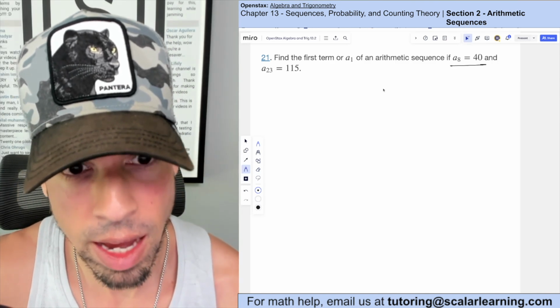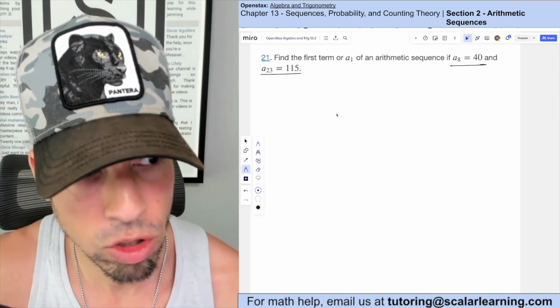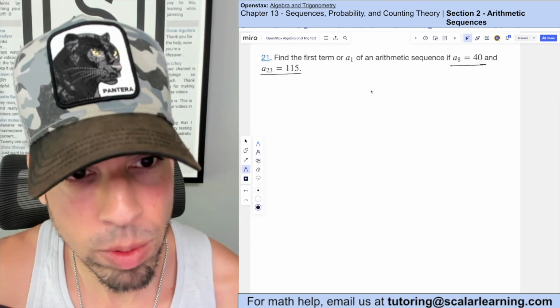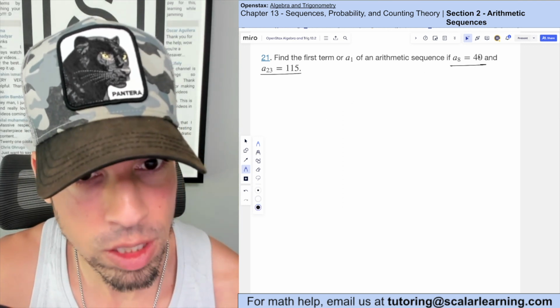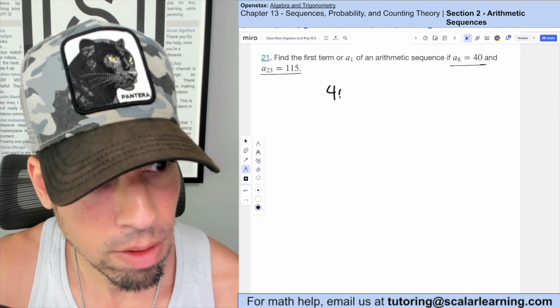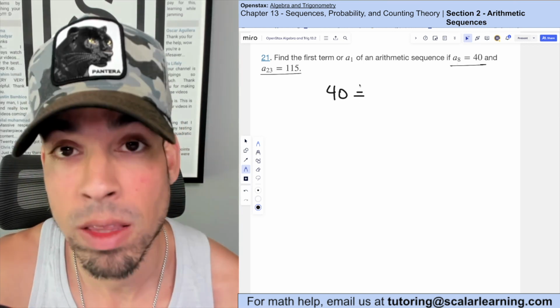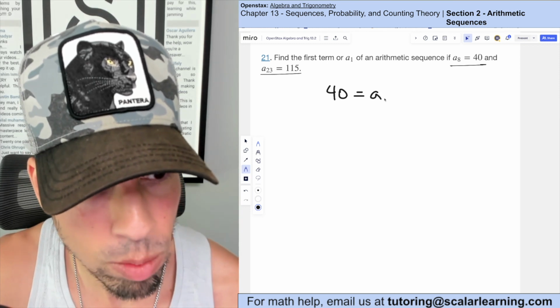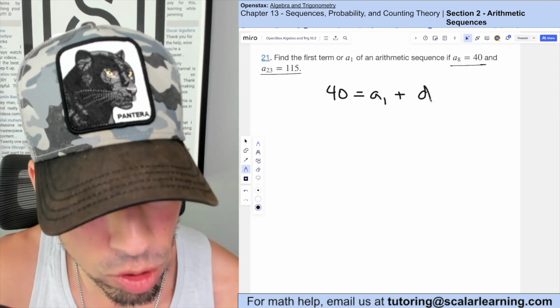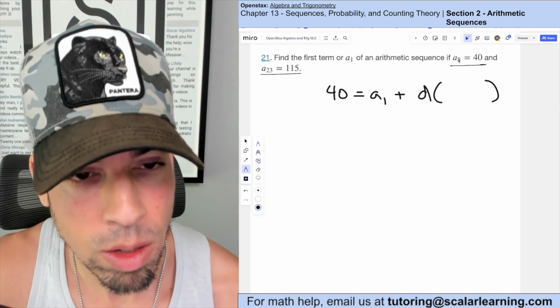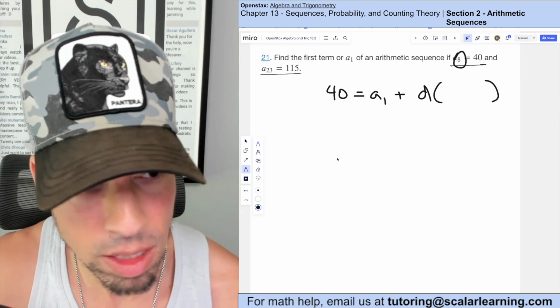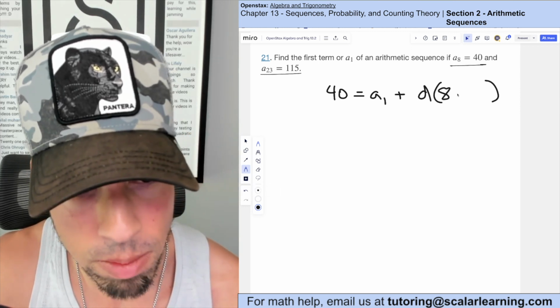As we got, the 8th term is 40 and the 23rd term is 115. So what we're going to do is make a little system of equations. Again, I'm going to have a sub n, in this case a sub 8 is 40, is equal to, right, the formula is always a sub 1 plus the common difference, which is unknown in this case, and then we've got n minus 1. In this case, n is 8. So we've got 8 minus 1.